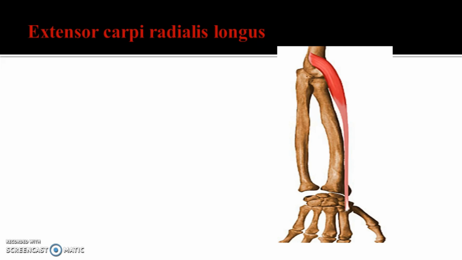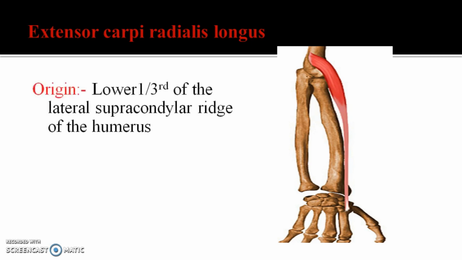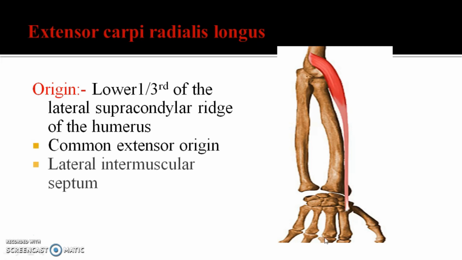So the first muscle we are going through is extensor carpi radialis longus, which is medial to the brachioradialis muscle. This extensor carpi radialis longus takes origin from the lower one-third of the lateral supracondylar ridge of the humerus. So here you can make out, this is the humerus bone, this is the lateral one-third, the lateral supracondylar ridge. And then insertion happens in the carpal bones along with metacarpal.